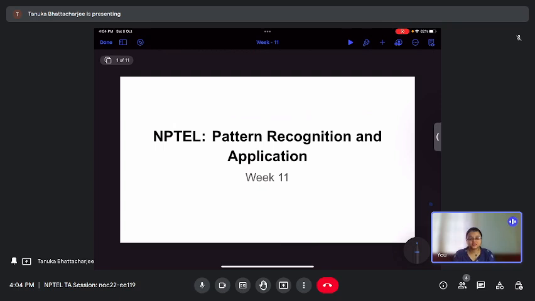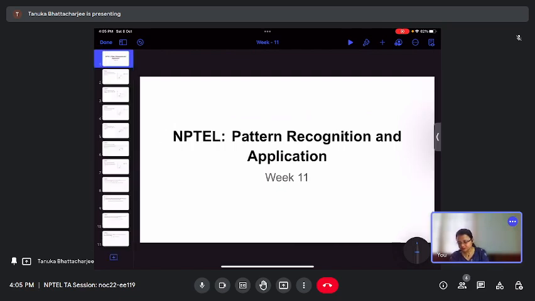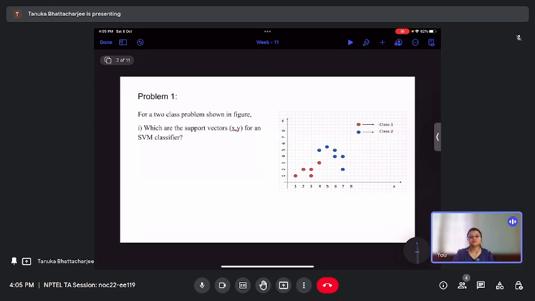So in today's session we will solve some problems on SVM as well as some clustering algorithms. The first set of problems that we have are on SVM. So before going into the problem, let's briefly revise what SVM was.